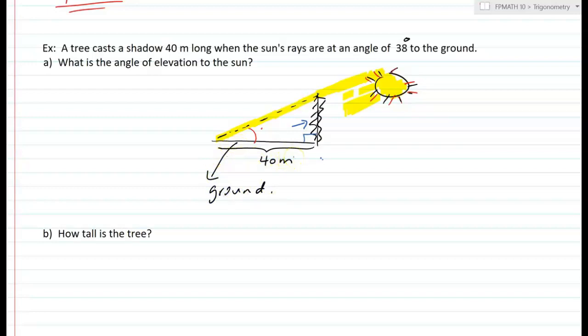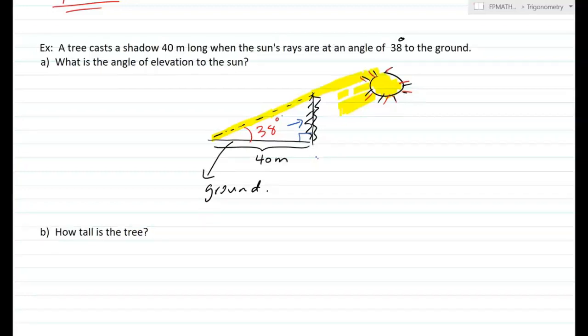And the angle between the ray and the ground is 38 degrees. So this is the diagram. And it's very important to draw a diagram every time you see word problems like this. Now the question first is, what is the angle of elevation? The angle of elevation in this case is 38 degrees between the horizontal line, the ground, and the ray. So the angle of elevation is 38 degrees.